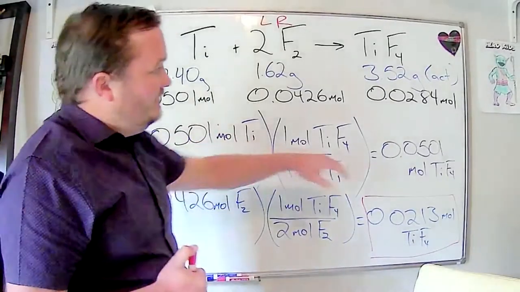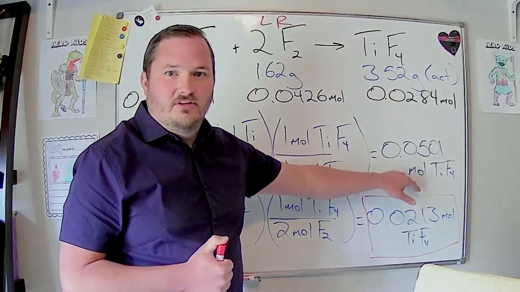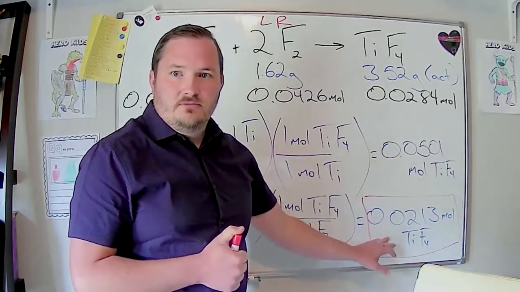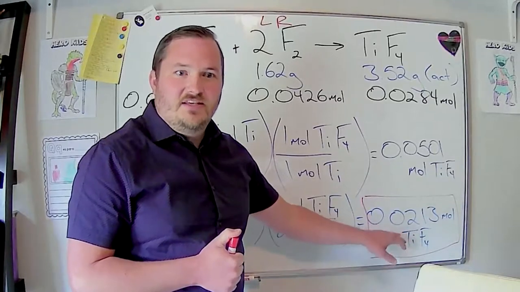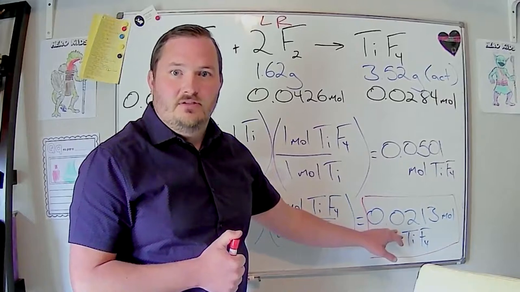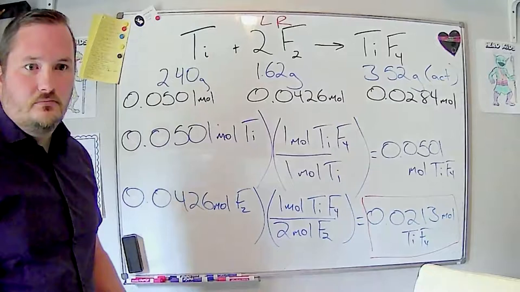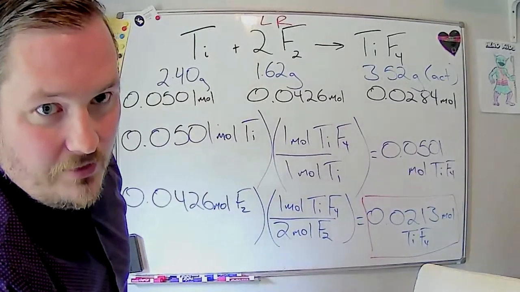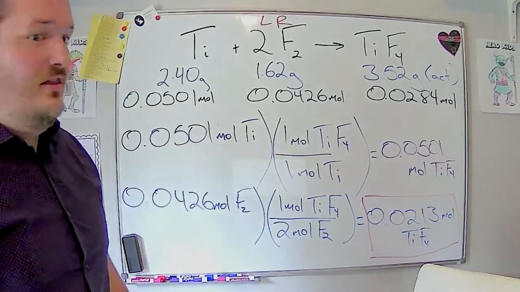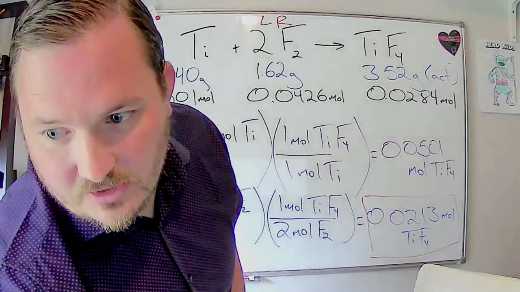Right? We can't make all of this. We have enough titanium to make 0.05 moles of the product, but we run out of fluorine once we get to 0.02 moles. And so the lower number out of these has to be the real theoretical yield. All right, so let me pull up the question. So that tells us our limiting reactant and our theoretical yield. We've answered those two parts of this question.